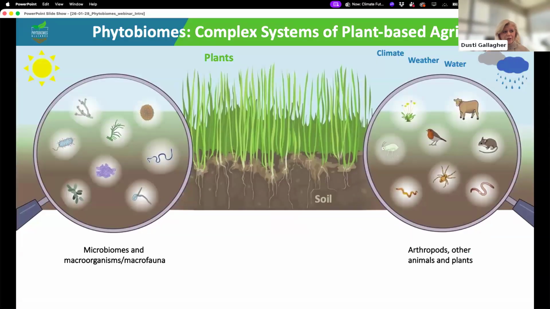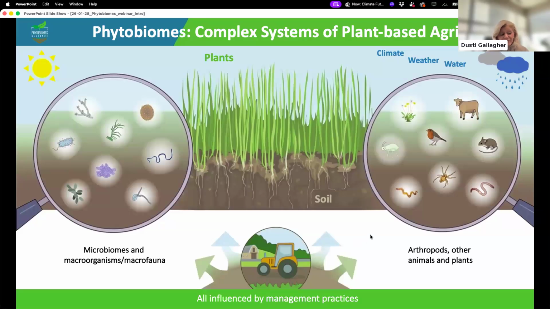And so when we refer to the phytobiomes, it's something more complex than when we refer to a microbiome. The phytobiome is the complex system of plant-based agriculture that includes the substrate, the plants grown in that substrate, and then all of the interactions that take place below and above the ground in the soil with the microbiomes and the microorganisms, arthropods, other animals and plants. Then we also have the climate, weather, and water that interacts as well. And then all of this is influenced by management practices. So this whole entire system is what we're focused on with the phytobiomes.